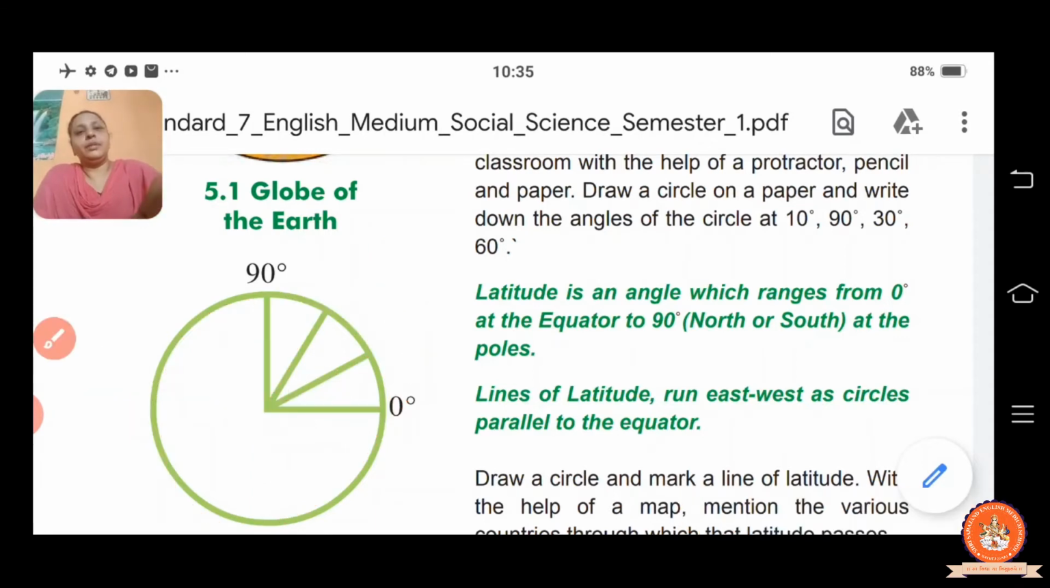Lines of latitude run east to west. The circle will be a parallel of the equator.